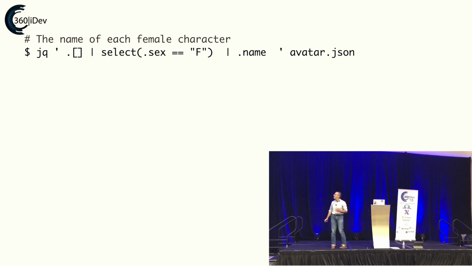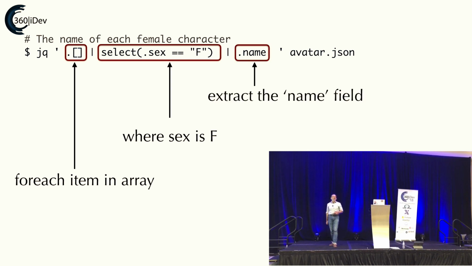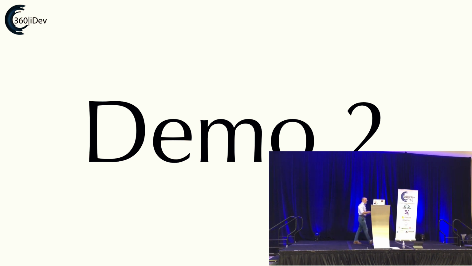Really useful. This is the killer feature of jq: grep. I can grep my JSON. I'm saying for every item in my array, select those items where sex equals F, and then give me that character's name. Give me the name of all of the female characters in Avatar. And that's the list over there. Grep. Super useful. Let's go back to our demo.